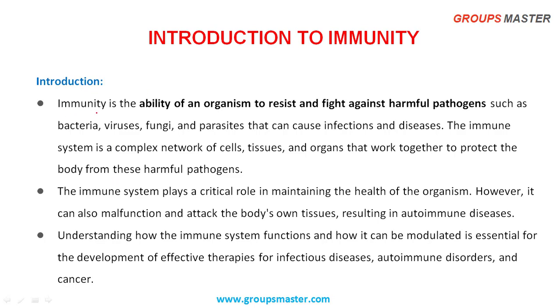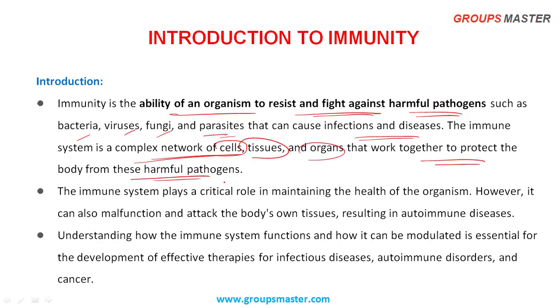Introduction to Immunity. You can introduce immunity in this way. Immunity is the ability of an organism to resist and fight against harmful pathogens such as bacteria, viruses, fungi and parasites that can cause infections and diseases. The immune system is a complex network of cells, tissues and organs that work together to protect the body from these harmful pathogens. The immune system plays a critical role in maintaining the health of an organism.